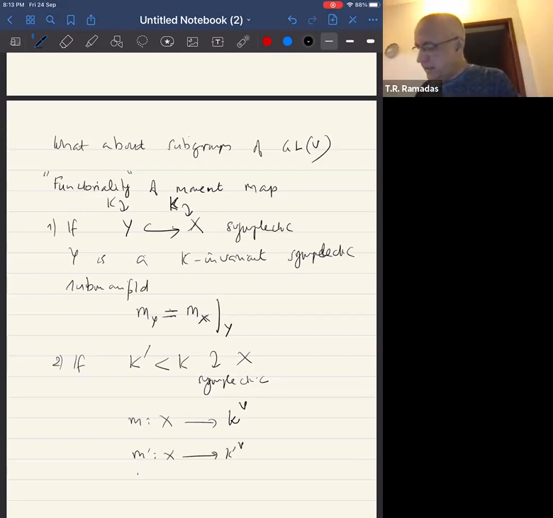How are these two related? Well, if K prime is a subgroup of K, the Lie algebra of K prime is contained in the Lie algebra of K. Therefore, if I take the dual of the Lie algebra of K, that will map surjectively to the dual of the Lie algebra of K prime. So if I take this and project by this surjection, I get M prime.